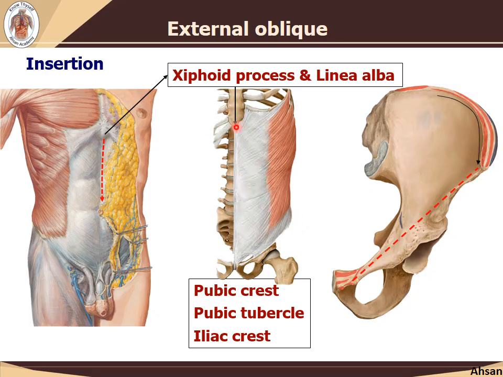So insertion starts from here, makes the linea alba, attached to the pubic symphysis. This is the pubic crest and pubic tubercle. Then no attachment, border free. Then attached to the anterior superior iliac spine and outer lip of the iliac crest, anterior two-thirds. So the muscle spreads from above and posterior, runs medially, starting attachment from the xiphoid process to the iliac crest. In between the anterior superior iliac spine and pubic tubercle, this part is the free margin. This is the peculiarity of this muscle.